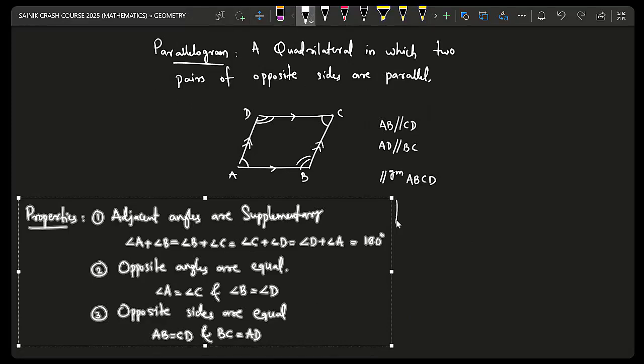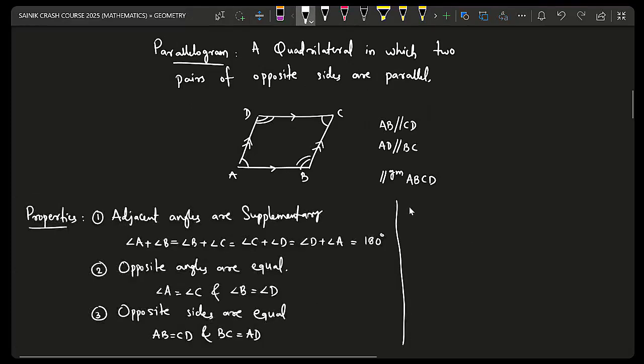Okay, next property that we can write is the fourth one, that is opposite sides are equal. And after that, something about the diagonals. Okay, diagonals bisect each other.